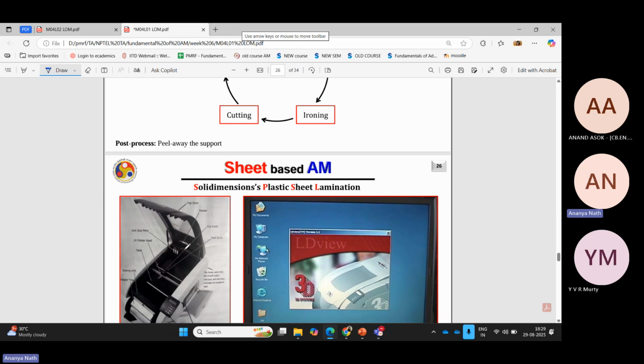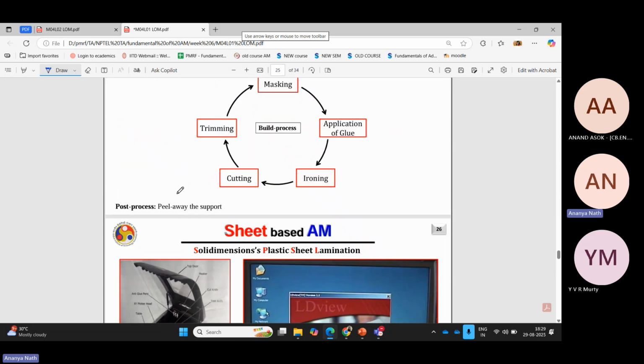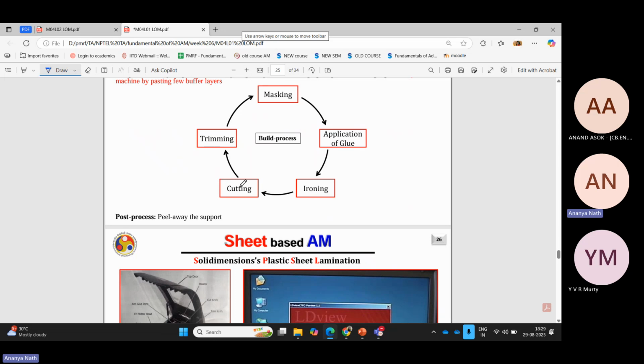You can see how small this machine is. Here you just put the paper, put the mask on. Where the mask is not present, you put the glue and then you remove it. You put another paper, and these two papers are joined now. Now you take the knife with the help of this CNC machine and cut the region where you do not want to print the part. Simple process.